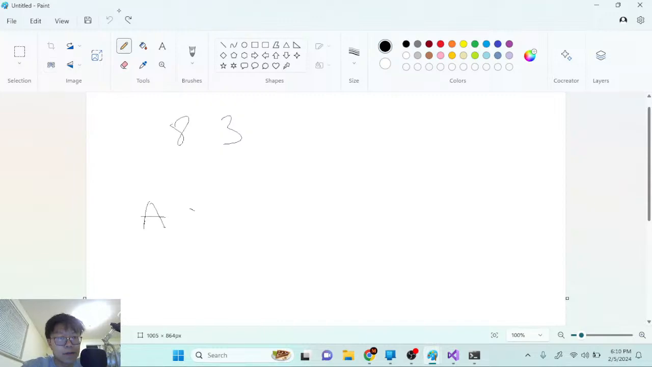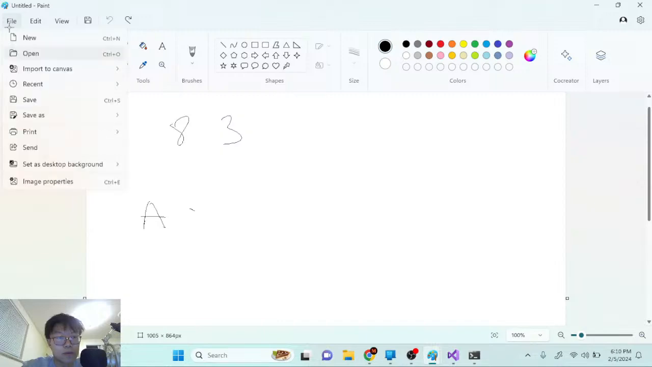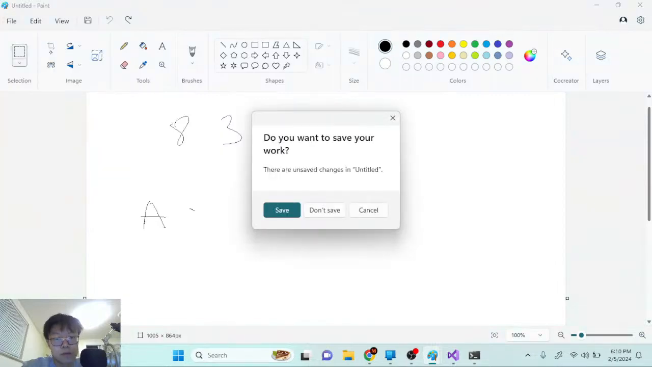Why can't I undo this? Why can't I get rid of this? Alright, let's just do new.